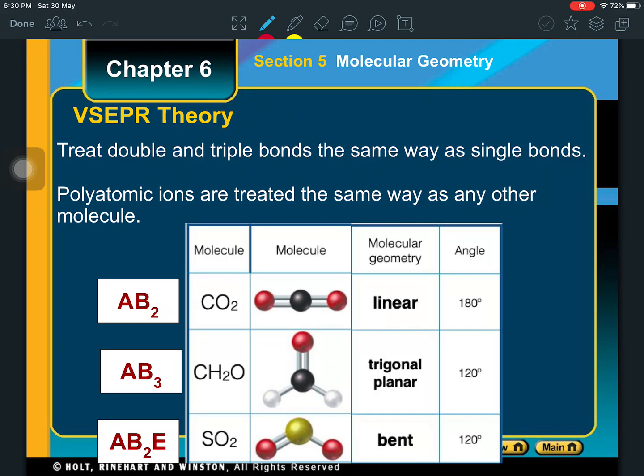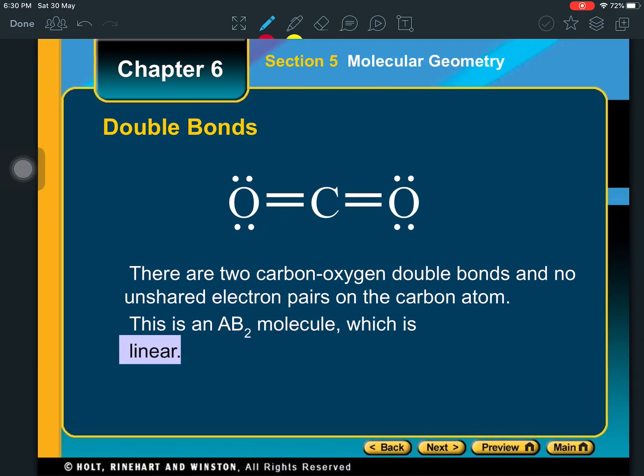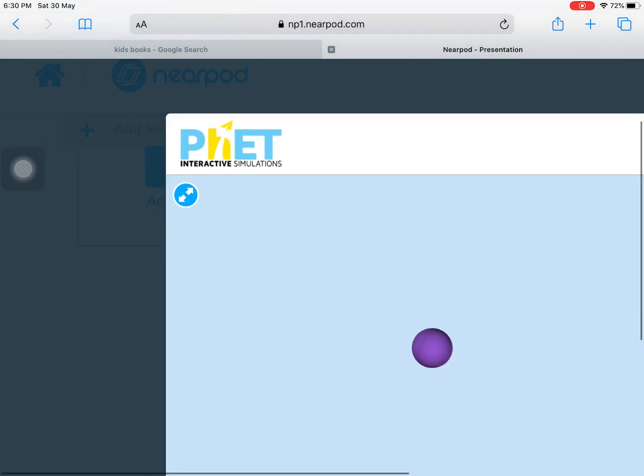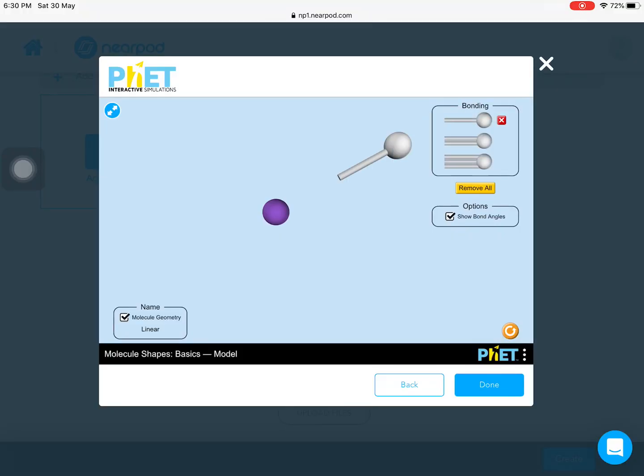If I have one central atom and two surrounding and no lone pairs, I will always have linear. If I have three atoms surrounding a central atom and no lone pairs, I will still have trigonal planar. There's no difference. So if I go over here, let's take a look at this model. Let's add a single bond. There we go. As you guys can see right here in the molecular geometry, this is linear.